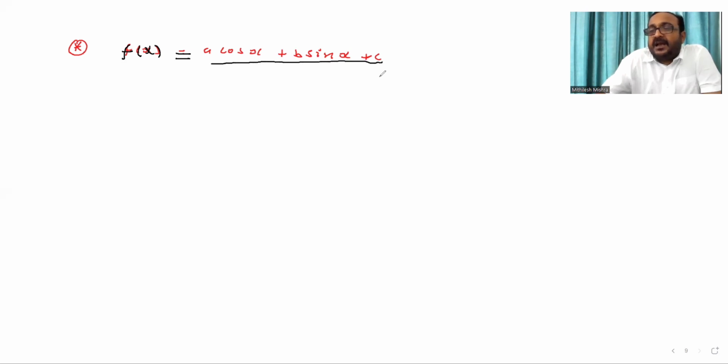If f(x) is given in the form of a cos x plus b sin x plus c, right? Here a, b, c are real numbers, may be positive or negative. That means constant values.